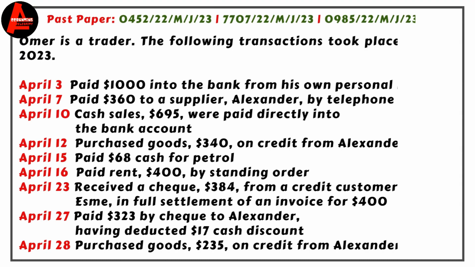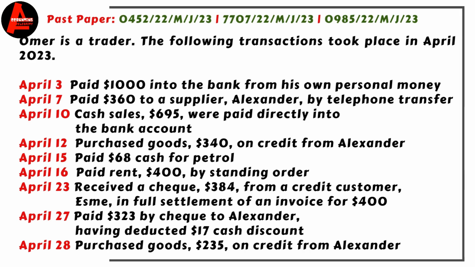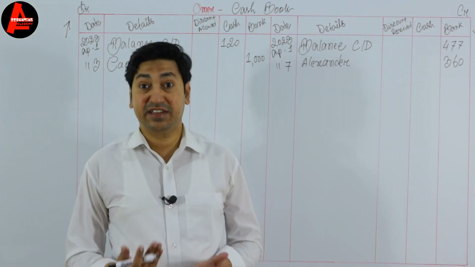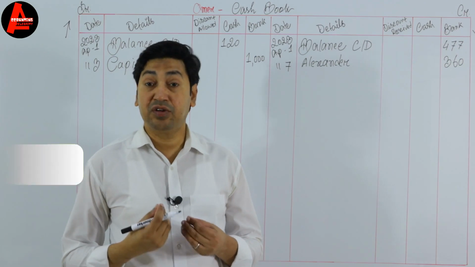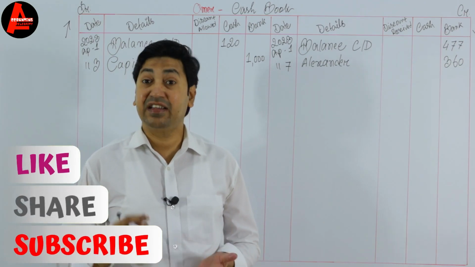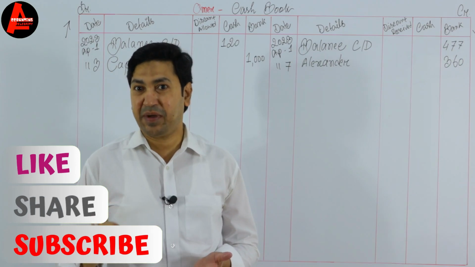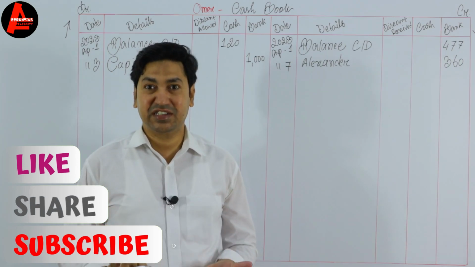Great. Our next transaction is April 10. Cash sales of $695 were paid directly to the bank account, okay? Cash sales is a revenue, right? So the business sold goods and received cash, and this cash is paid into the bank. Whose bank? Business bank, okay?